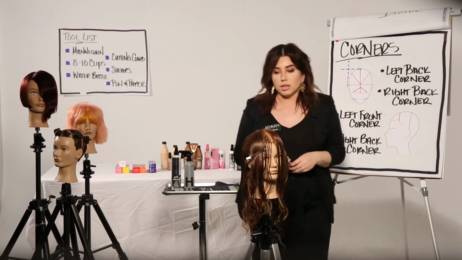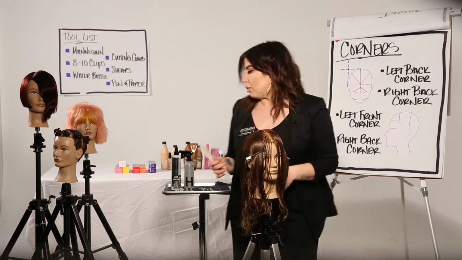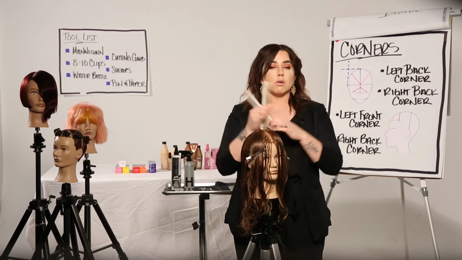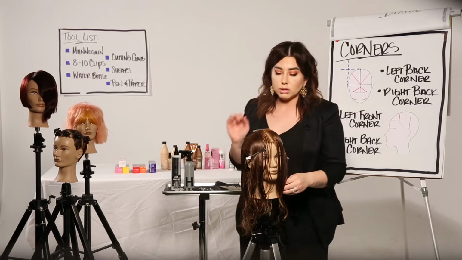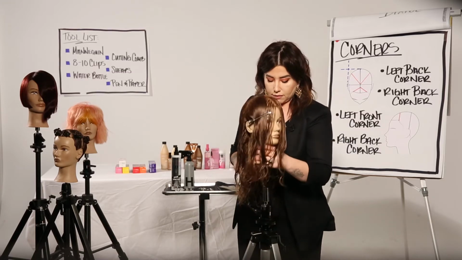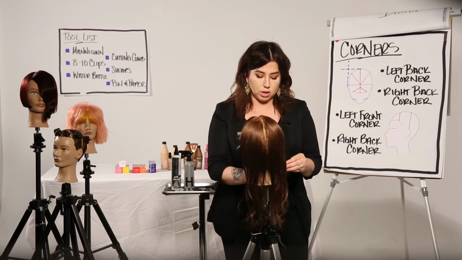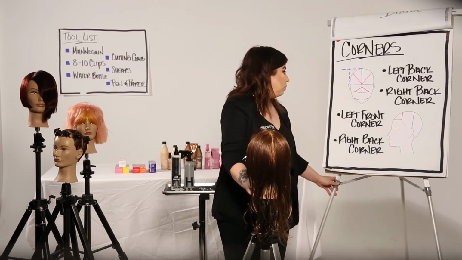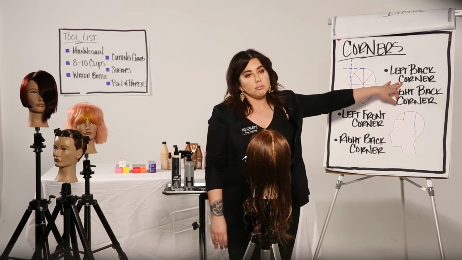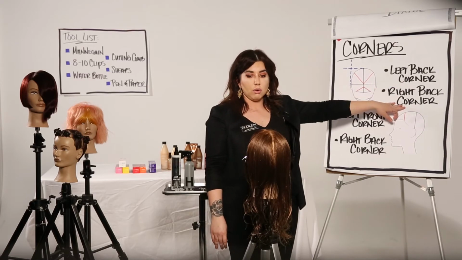So a little hot tip on this. You can actually do this a couple ways. We can actually use our combs or we can use our hands. For the first exercise, I am going to use my hands, and we're going to find our back corners. And we have two of them. We have our left back corner and we have our right back corner.